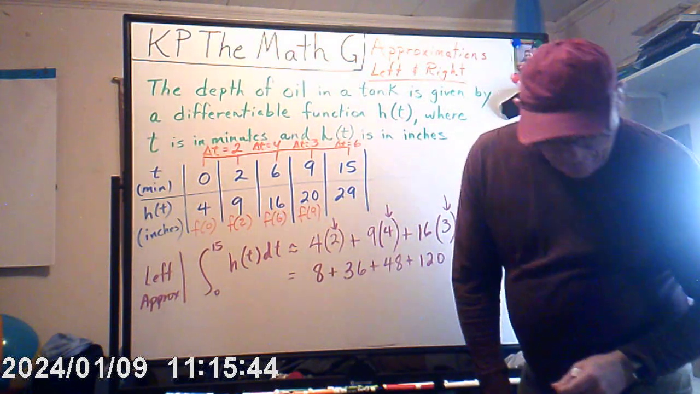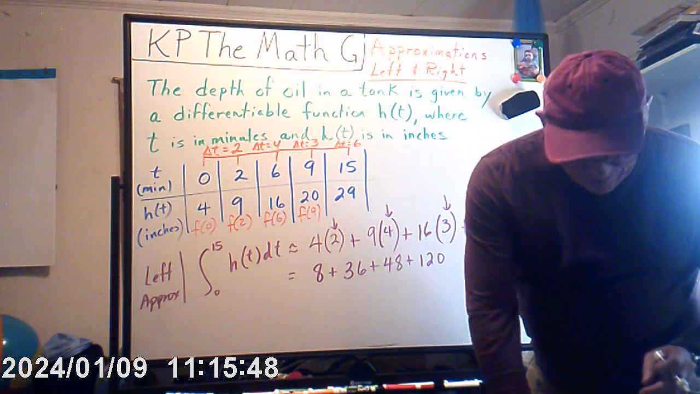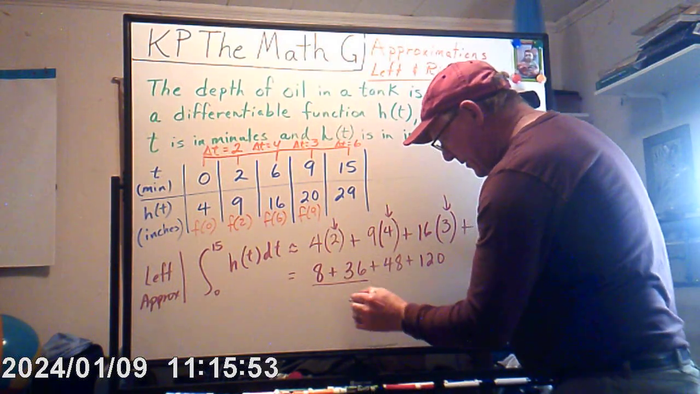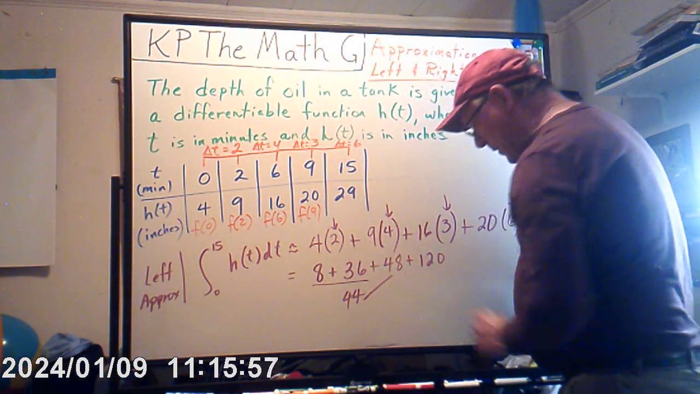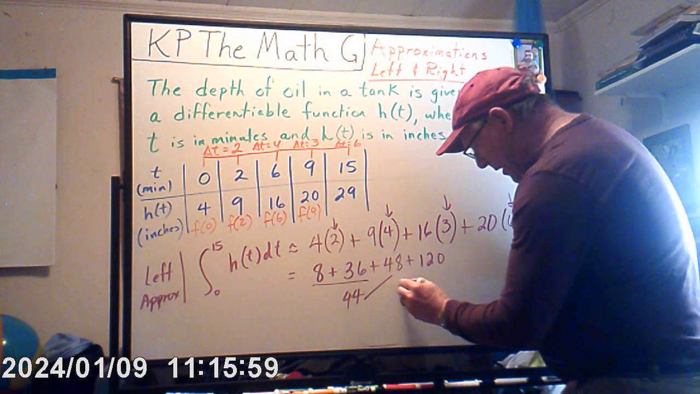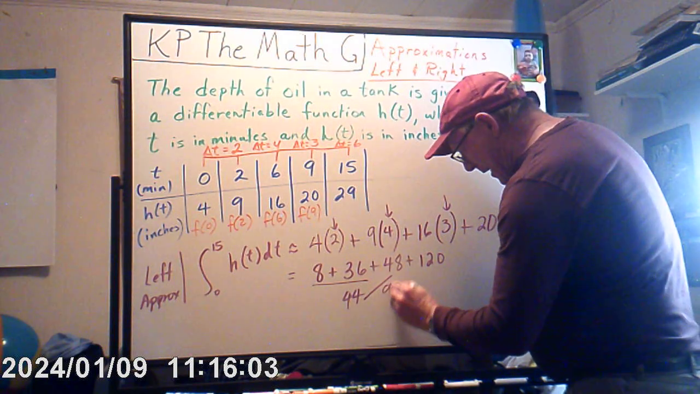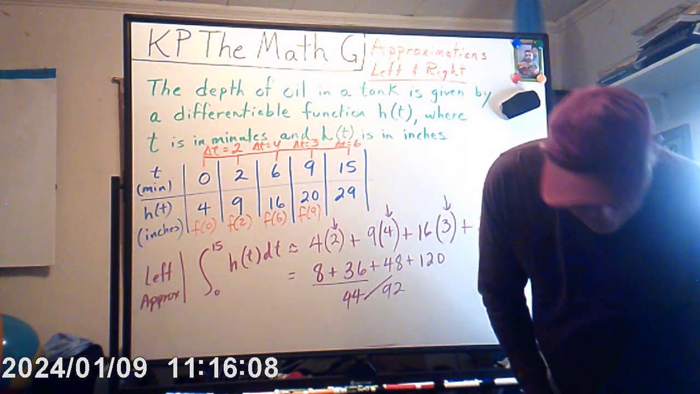So when we add those 4 up, I want to say we get 212. 8 plus 36 is 44. 44 plus 48. 4 and 8 is 12. 4 and 4 is 8, and 1 is 9. Did I get 92? Yes, I did.